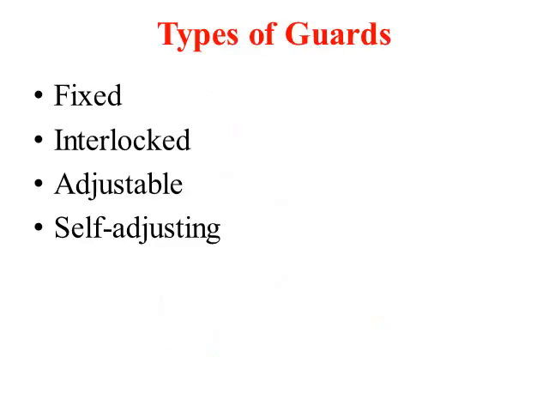So let us next discuss the different types of safety guards that can be used. There are four types. The safety guards can be fixed, interlocked, adjustable, or self-adjusting.